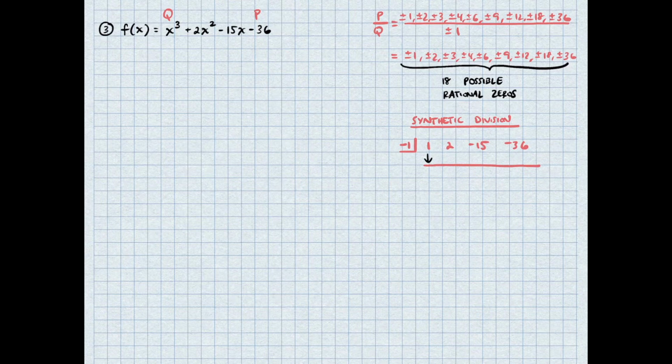This 1's going to come straight down. 1 times negative 1 is negative 1. Adding these two, we're going to get positive 1. Negative 1 times 1 is negative 1. Adding these two, we get negative 16.